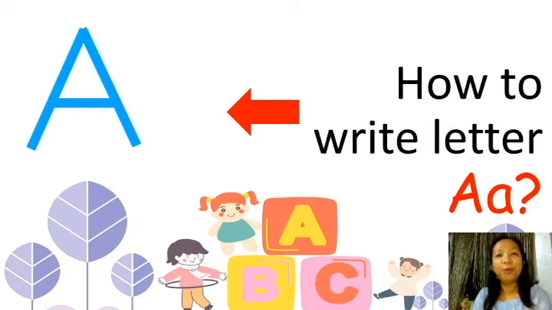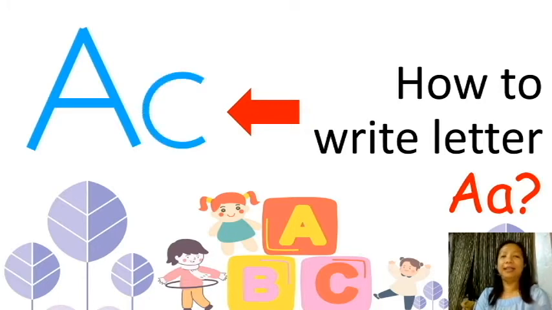How about the lowercase letter A? In writing your lowercase letter A, we write a curved line which faces right. And then we connect the ends of the curved line by drawing a vertical line which starts from top to bottom. Now that's your lowercase letter A. So now we know how to write letter A.